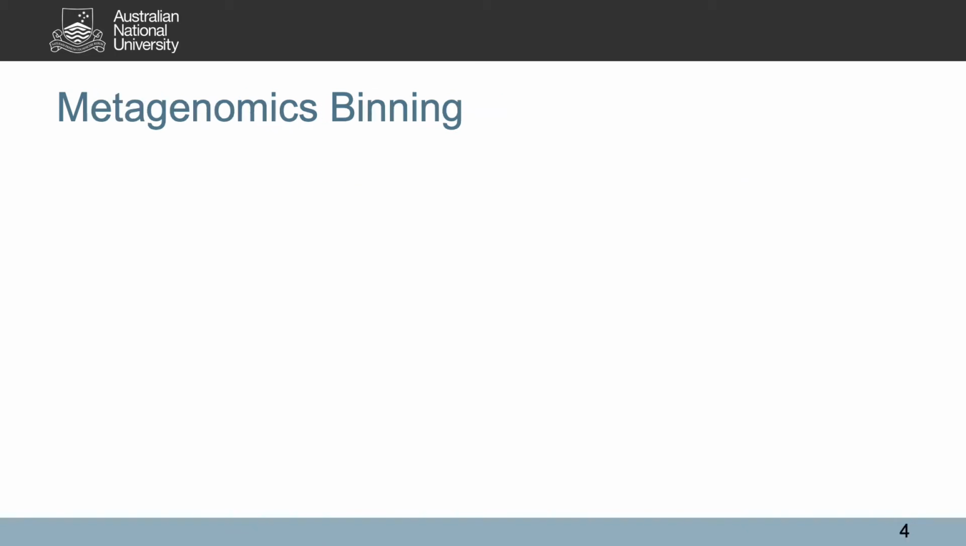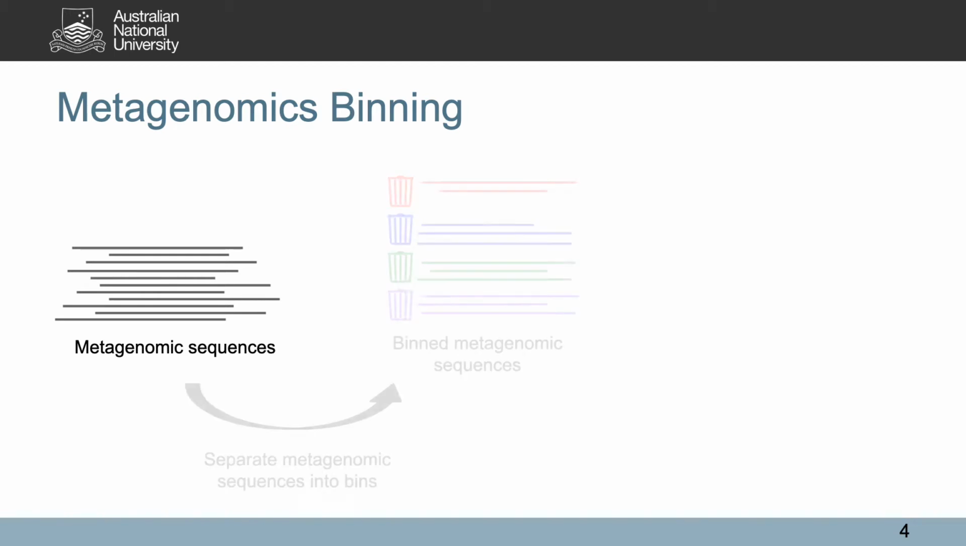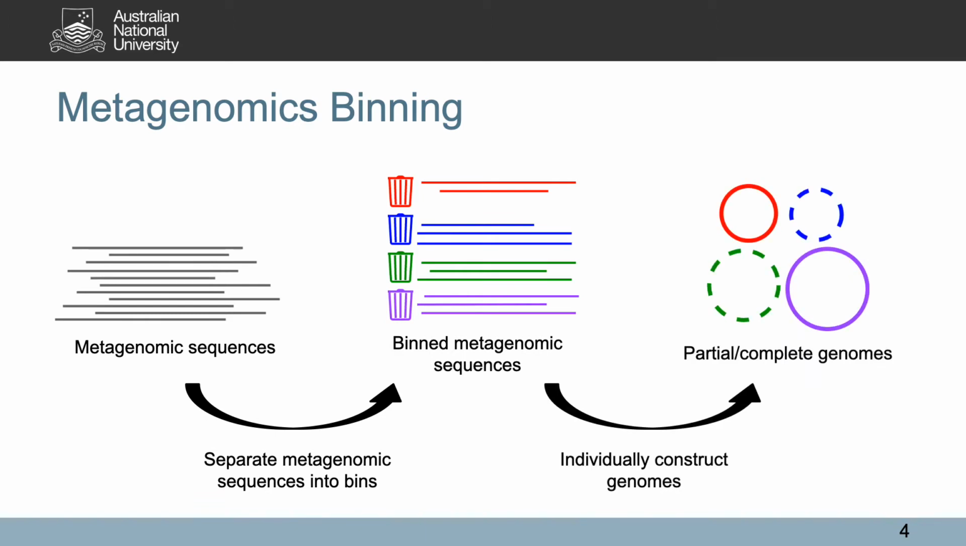A similar thing is done in metagenomics analysis. Here, the mixed up puzzle pieces will be metagenomic sequences. Similar to separating the puzzle pieces, we separate the sequences into bins. These bins can represent different taxonomic groups. Then, we construct the genomes from individual bins similar to the way we construct the individual jigsaw puzzles. The step where we separate the sequences into bins is called metagenomics binning.